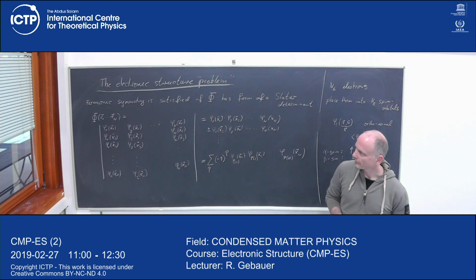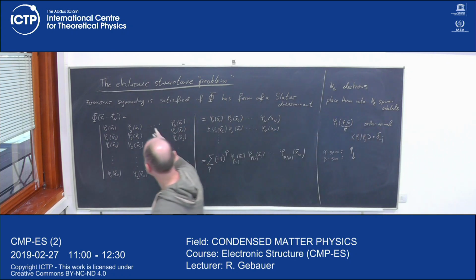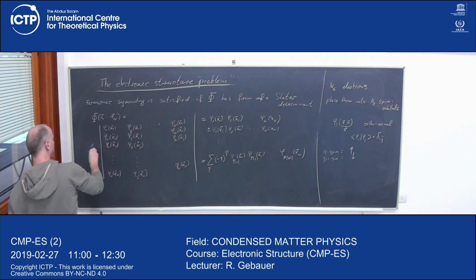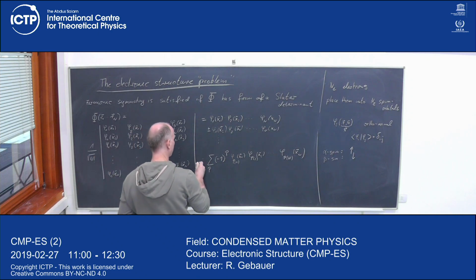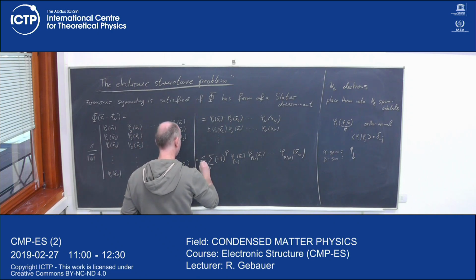Okay? And here I've made a mistake. In order to be normalized, here one has to have 1 over the square root of N factorial, otherwise this is not normal. So here also we have 1 over the square root of N factorial.